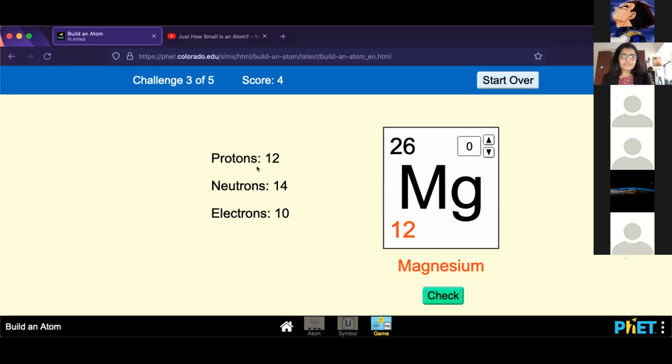Okay. So they've given the number of protons, neutrons, electrons. Protons are 12, so that's magnesium. Neutrons are 14, so total mass is 26. How many electrons? Electrons are 10, so you need to figure out the charge. What is the charge on magnesium? So I'll change the number based on whatever you want. Positive 2.